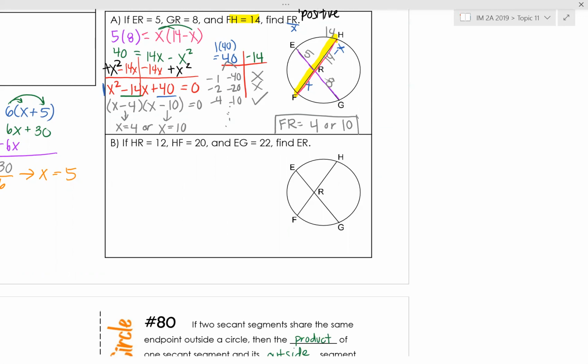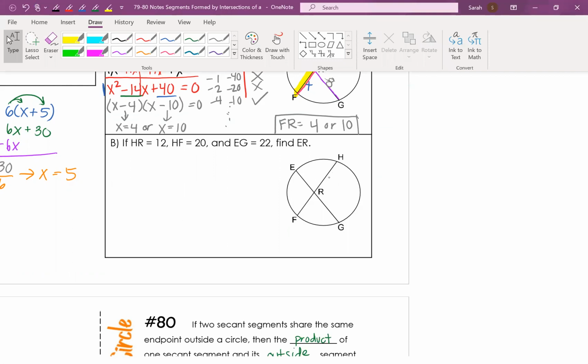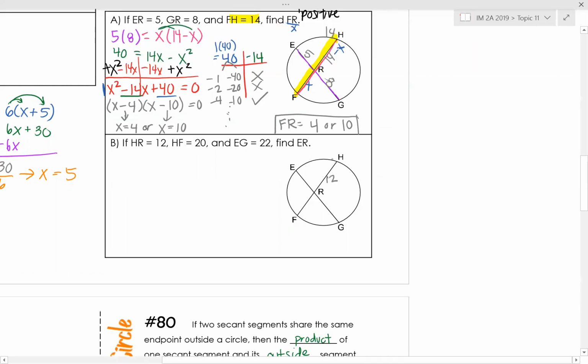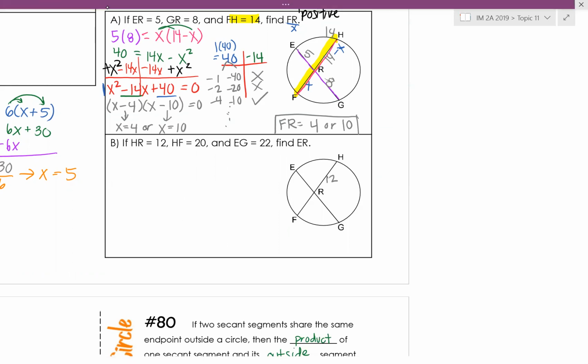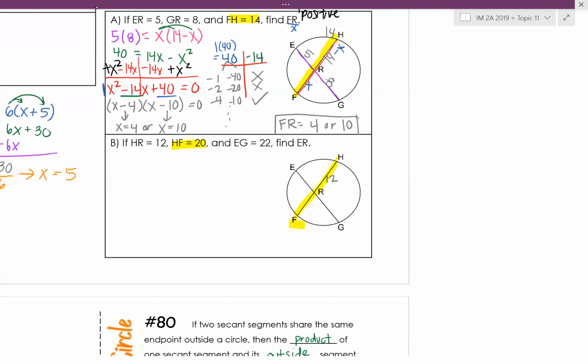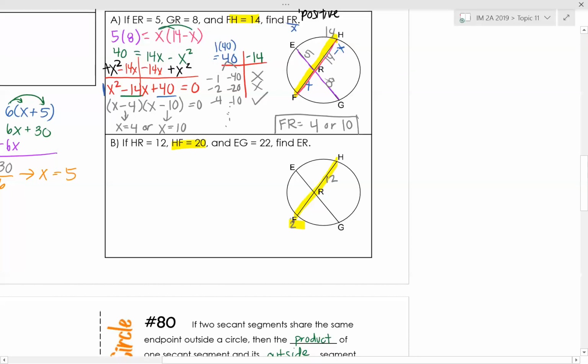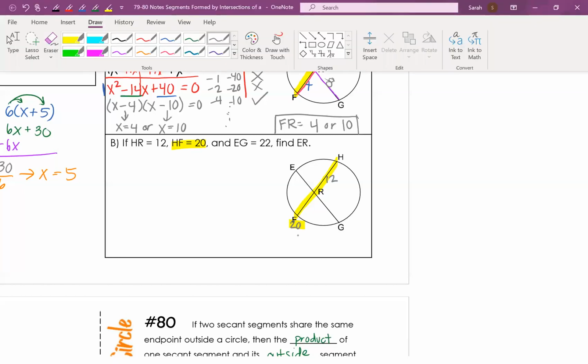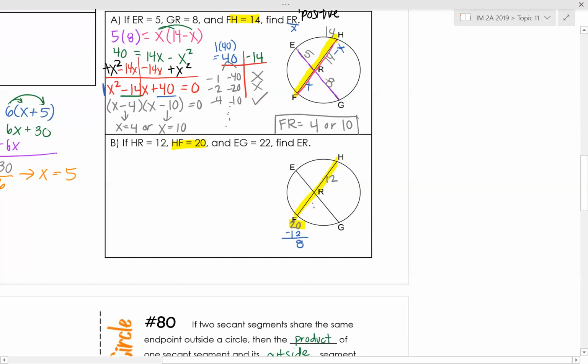Okay, so if I'm looking at this diagram, HR is 12. So HR is this piece here, which is 12. HF is the whole piece here. So this whole piece is 20. And so if that is 20, then 20 minus 12 is going to give me 8. So this piece here is 8. I know the whole thing's 20, I know one piece is 12, that means the remaining piece is 8.